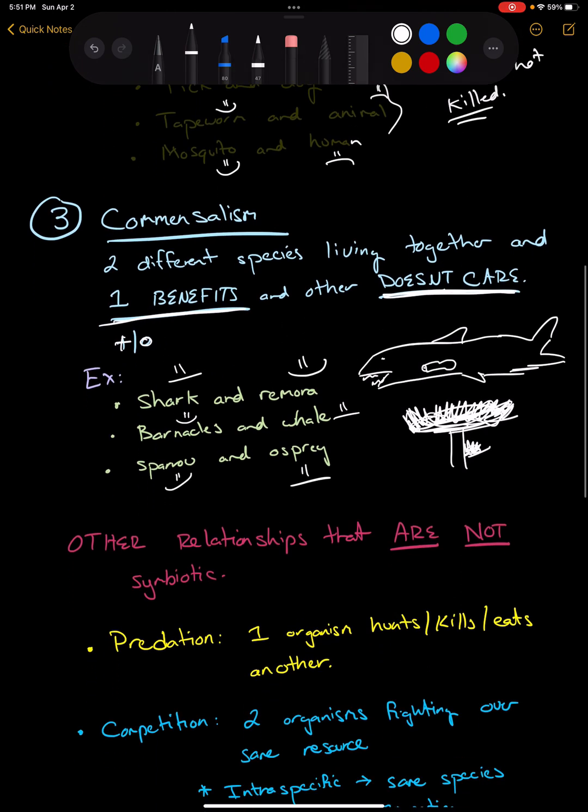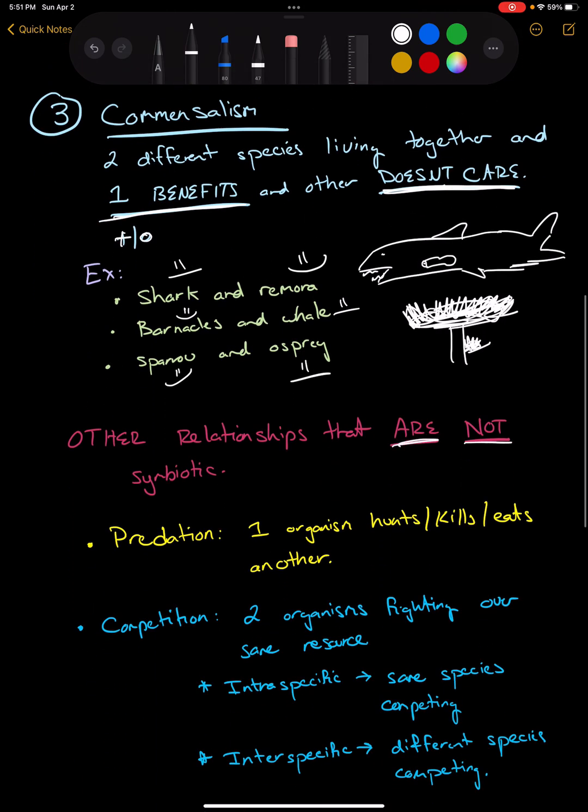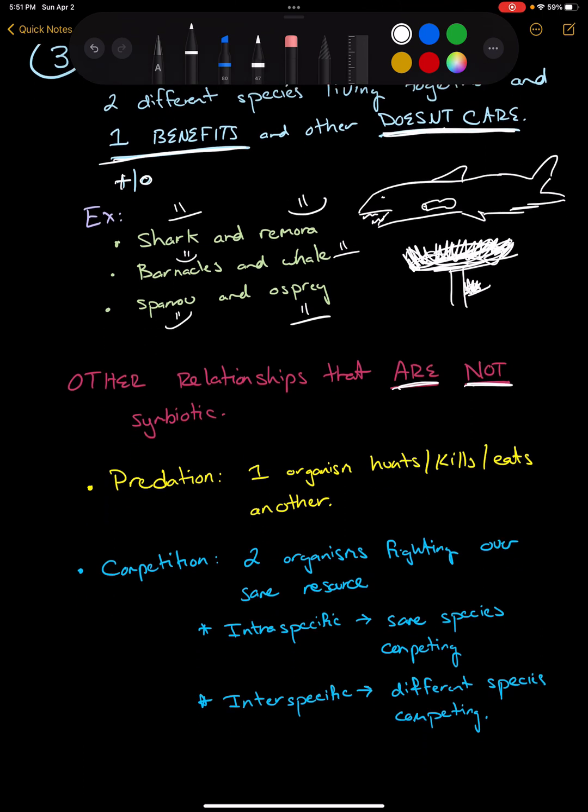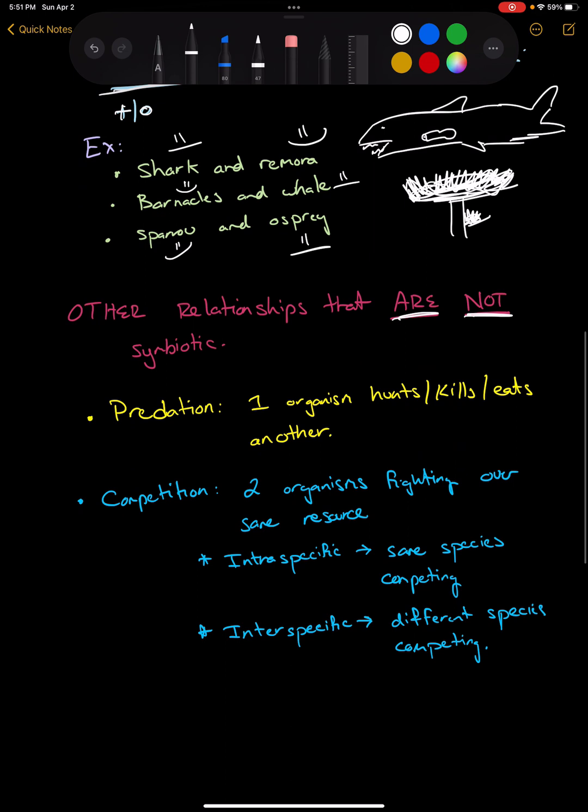And then we actually have other relationships that are not symbiotic, but I want to make sure we point them out. We have predation. If you're a predator, that means one organism is going to hunt and kill and eat another one. Again, that's different from parasitism because parasites just want to take nutrients, but as soon as they kill their host, the nutrients run out. So they don't want to kill them. They want to keep them alive. So predation is different.